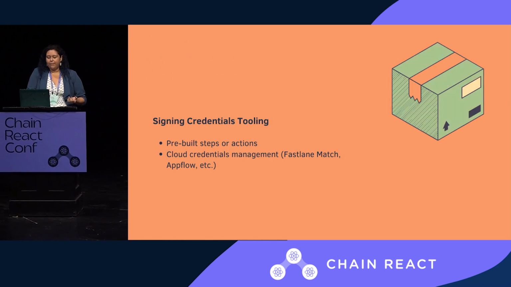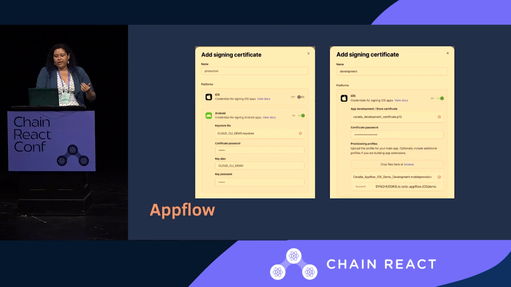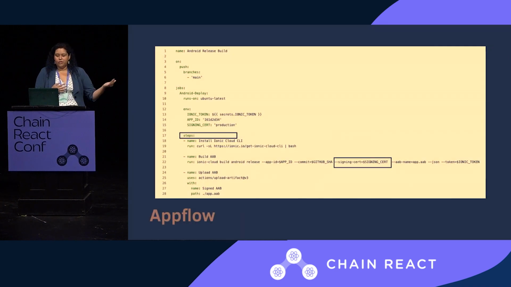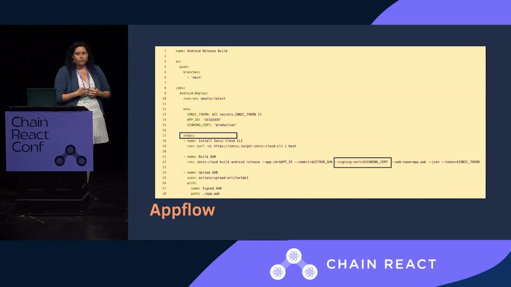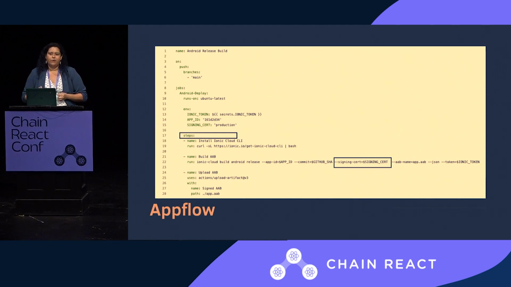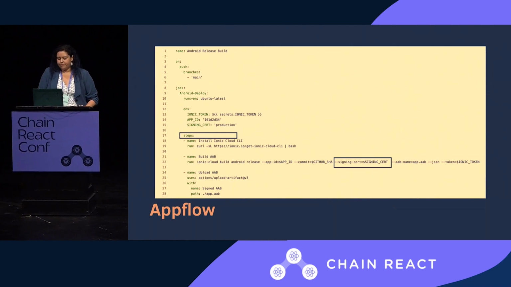So for example, in AppFlow, you upload your Android and iOS signing credentials, and then they are used whenever you create a new build. Or you can also use them in a GitHub Actions workflow, for example, and you pass through the name, which they're then grabbed from the AppFlow servers. So this is an option if you don't want to have to manually encode and decode your credentials for every build.